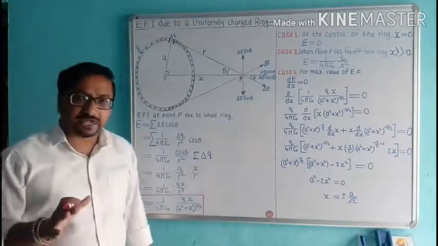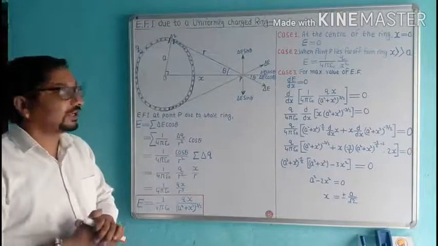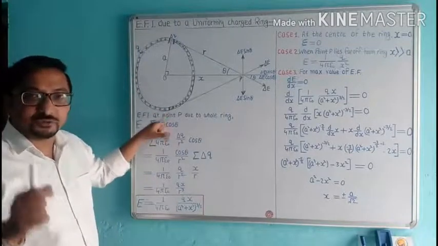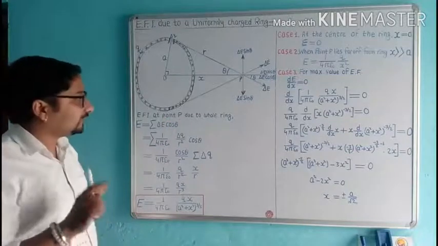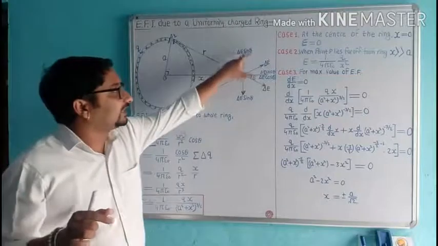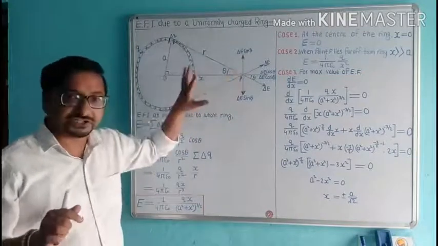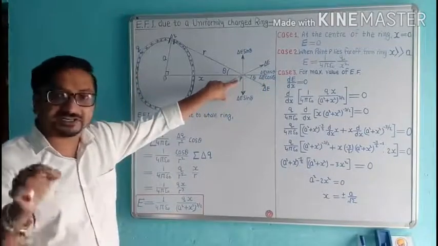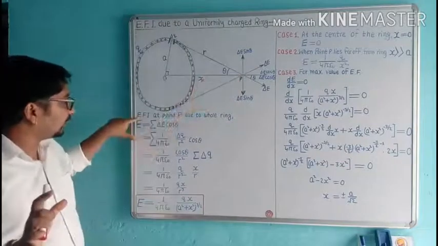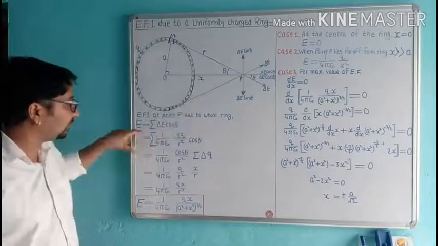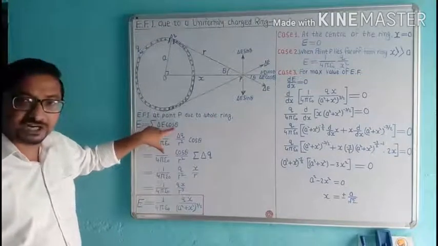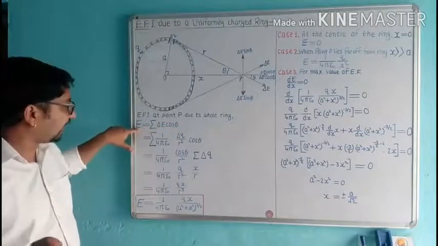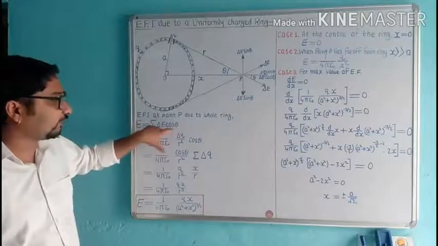As the ring can be considered to be made up of a large number of pairs of diametrically opposite elements, for every pair the delta E sin theta components cancel out each other and the delta E cos theta components combine and give the resultant electric field intensity at point P. So the electric field intensity at point P due to the whole ring will be the summation of delta E cos theta, as the delta E sin theta components cancel out.